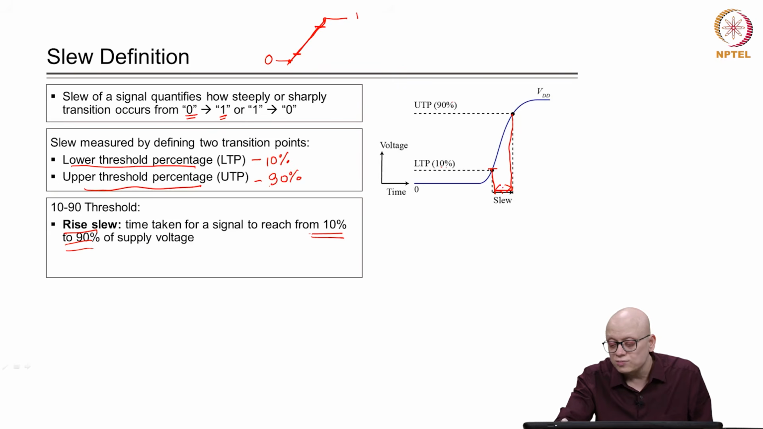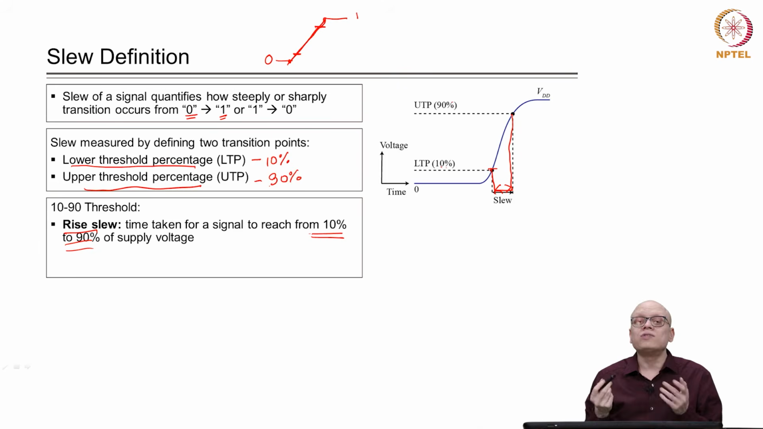The time taken for a signal to go from 10% to 90% is defined as the slew of the signal.